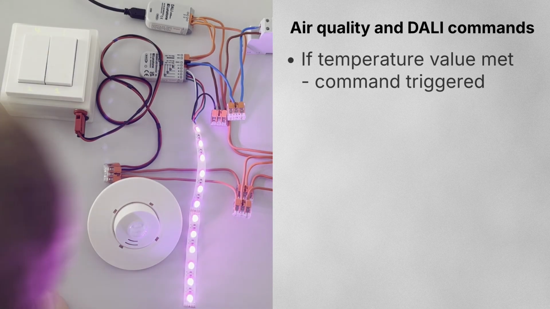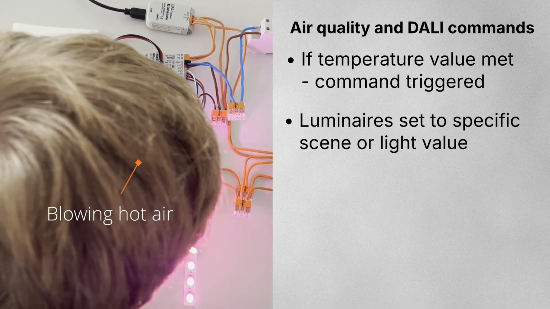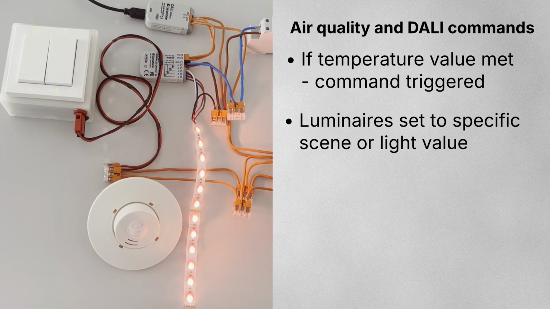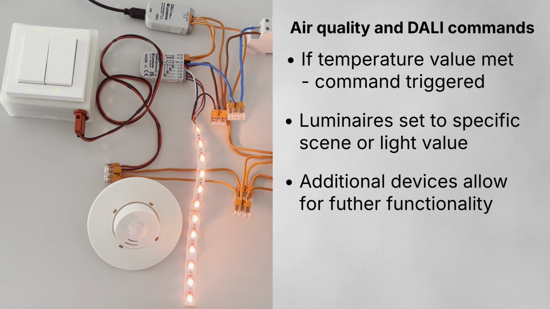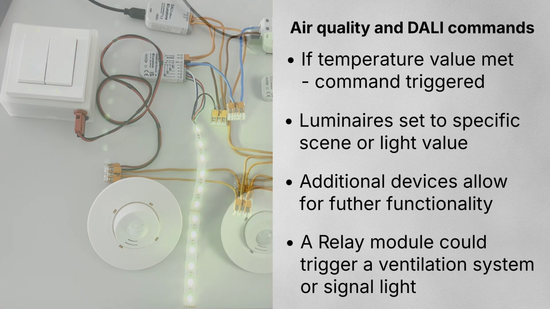For example, if the temperature exceeds a certain point, the luminaires in the system are switched to a specific scene or can be turned off entirely. If a DALI relay is added to the system, a ventilation system or signal lights could be triggered instead. Similar actions can be configured for all measured air quality values.